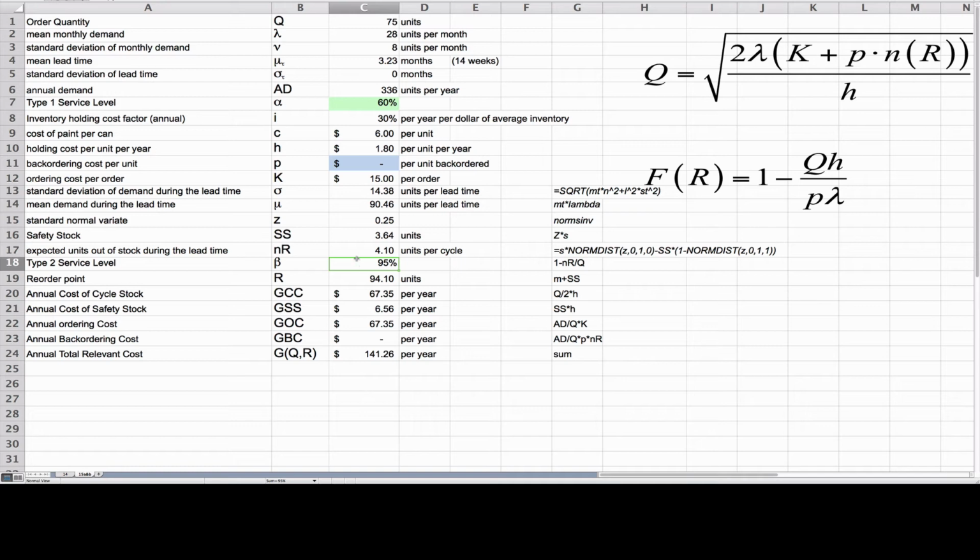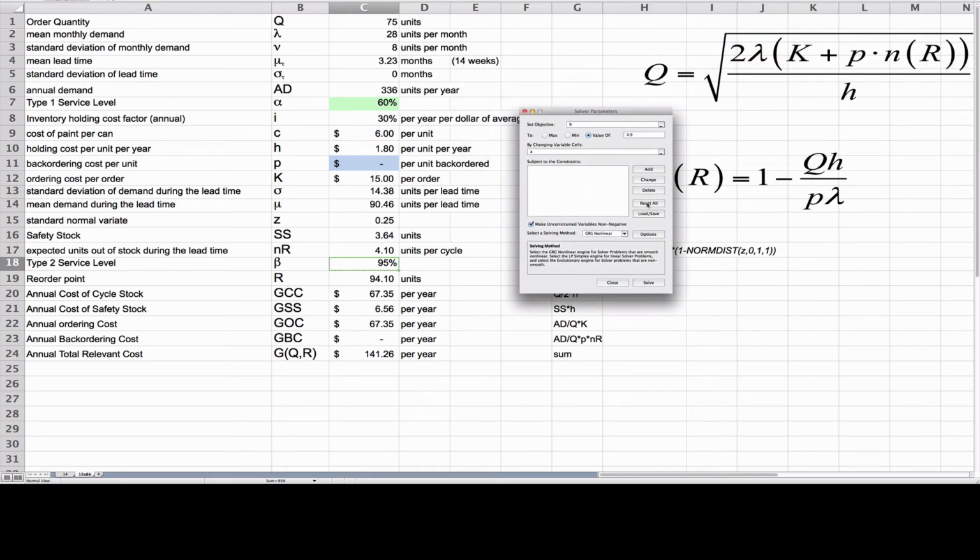Now again, we could keep playing here, but I can ask Excel Solver to find that one value of alpha that will actually result in a fill rate of 90%. So I'll set up my Excel Solver here, and let me reset all this. What I really want here is to set my objective function equal to beta, and I want to make sure that I get a beta of exactly 90%. So I want to set the fill rate equal to a specific value of 0.9 by changing the value of alpha, the type 1 service level. That's really all I have to do.